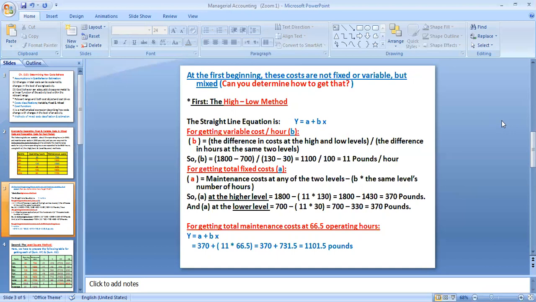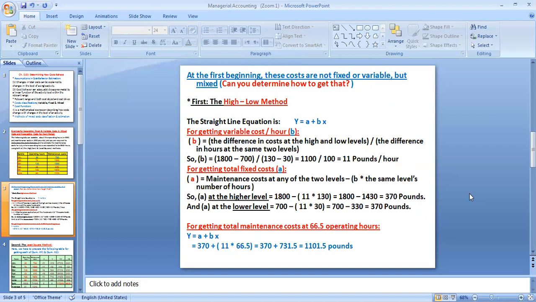simple regression analysis technique, which is the simple linear regression technique. Through it we use this method, that is the least squares method, to get the results. It will not be the same result. Variable cost will not be 11, something else. Fixed cost will not be 370. It will be something else.